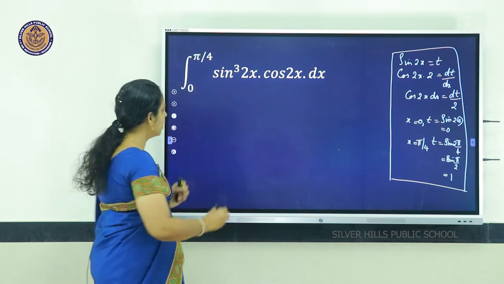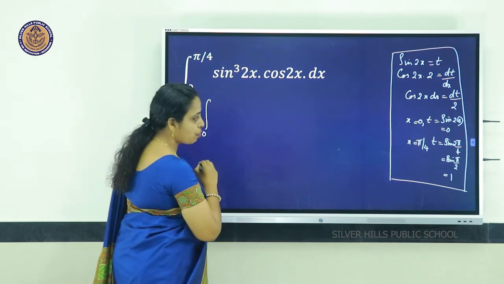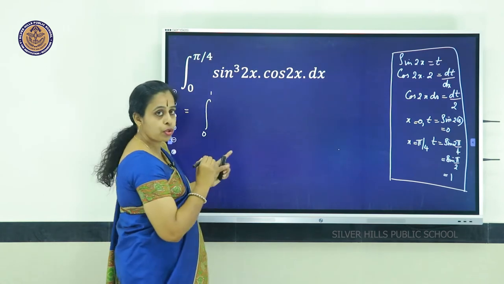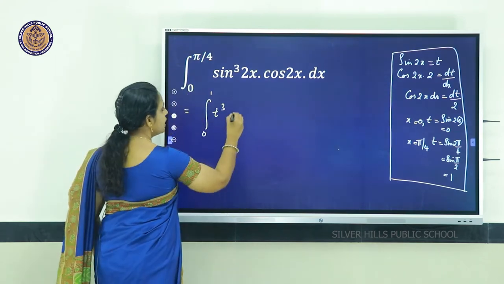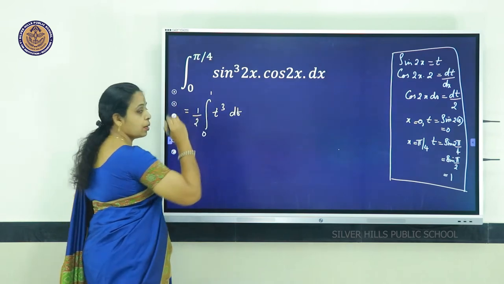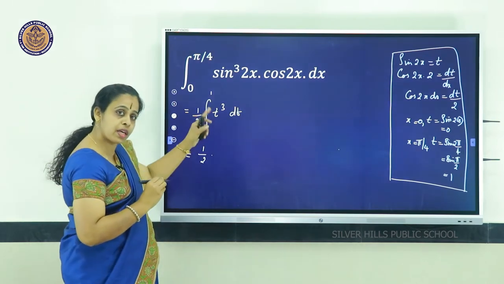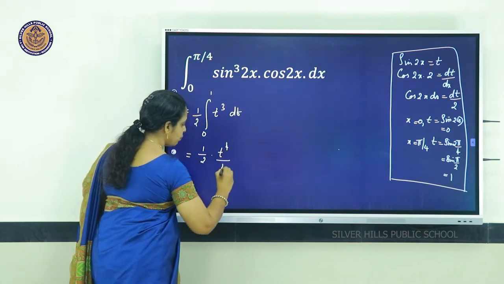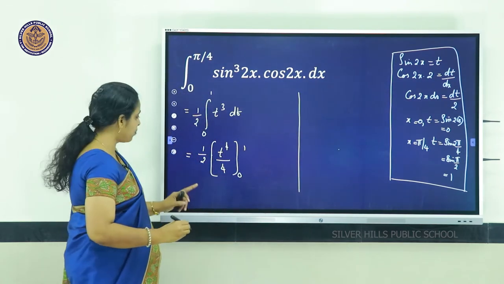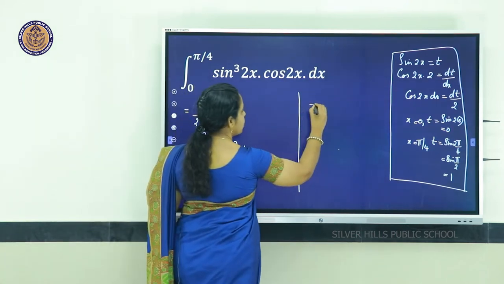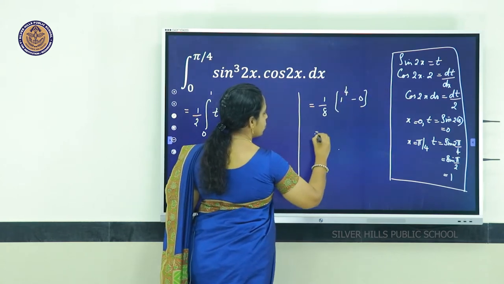Let us substitute in the integral. Equal to limits instead of 0, 0, instead of pi by 4, 1. Sin cube 2x means t cube, cos 2x dx will be dt divided by 2, that I am putting outside, equal to 1 by 2 into integral t cube, which is t raised to 4 by 4, within the limits 0 and 1. Now, let us give the upper limit first. 2 into 4 is 8, equal to 1 by 8 into 1 raised to 4 minus 0, equal to 1 by 8.